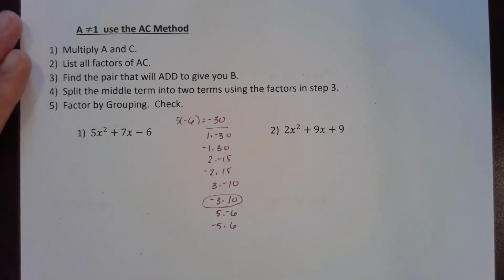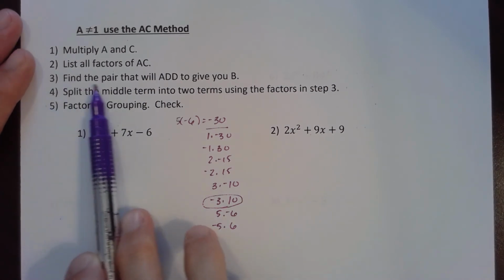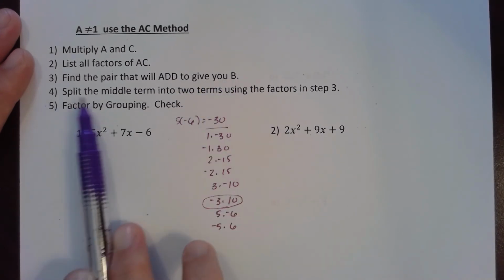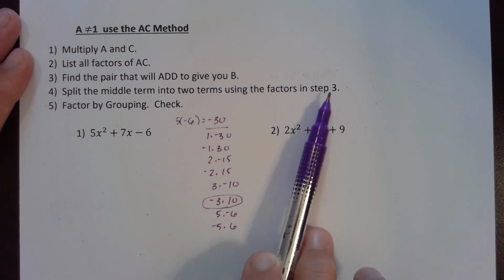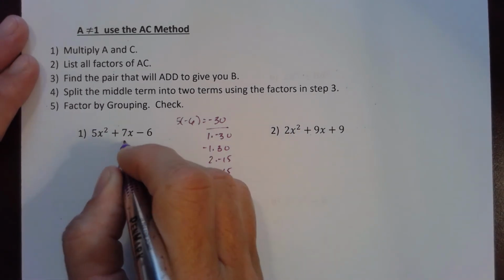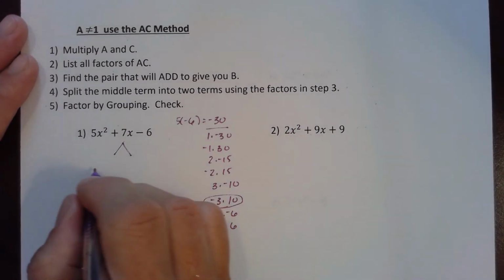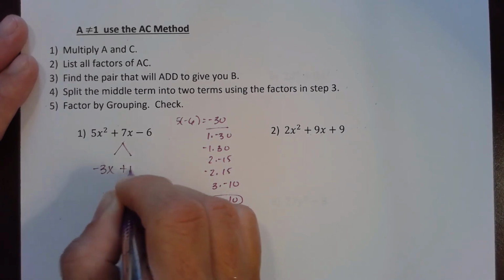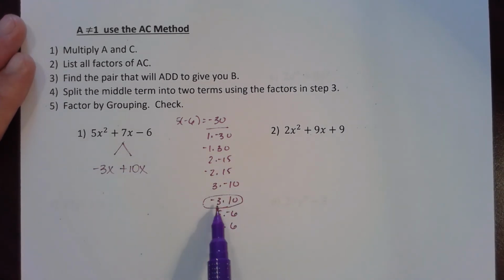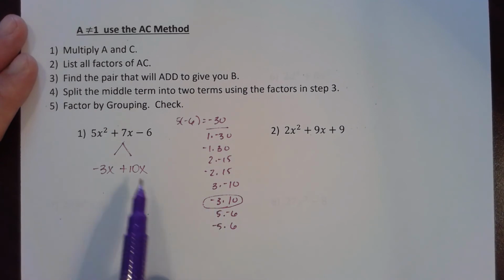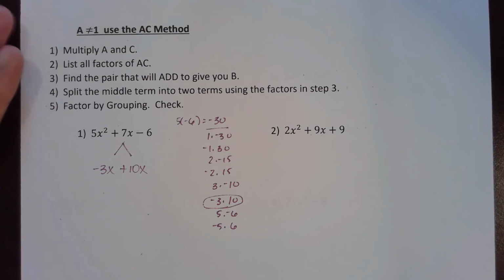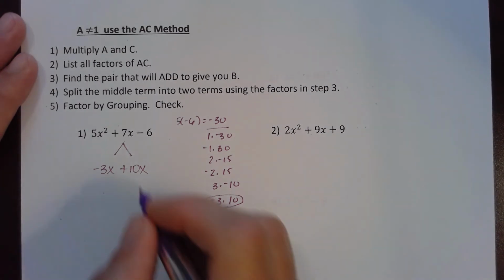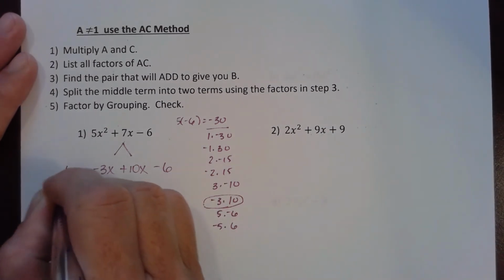Now we do not go straight to our parentheses this time. After you find the pair that adds up to B, you split the middle term into two terms using those two factors we just found. So instead of a 7x, we're going to have a -3x and a +10x. Those came from here, -3 and 10. If you were to add these, you would get a +7, right? So all we did was rewrite it using the numbers that we need.